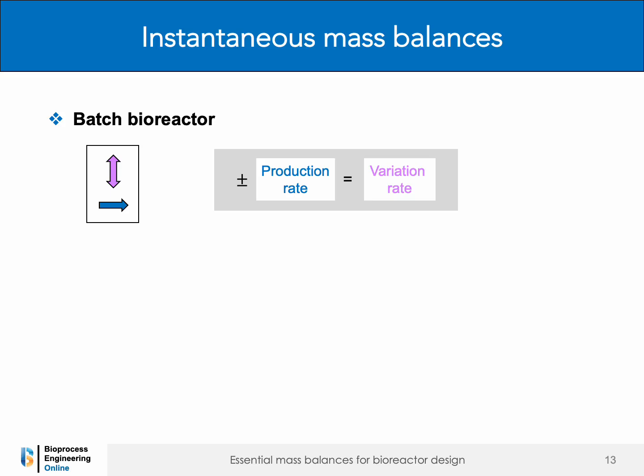When applied to a bioreactor or fermenter, the four-term instantaneous mass balance can often be simplified, depending on the operating mode of the system. For example, in batch operation, there are no inlet or outlet flow terms. The balance therefore reduces to the two-term equation, plus or minus production rate equals variation rate.